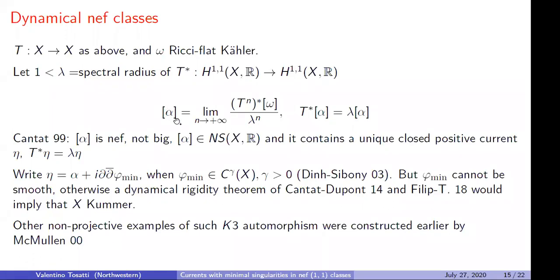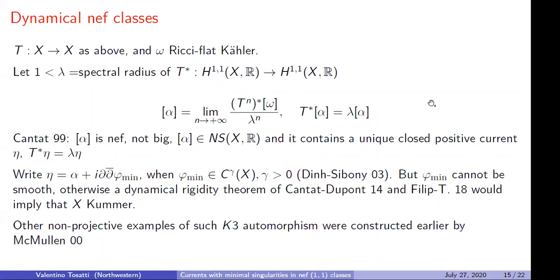And then if you take iterates of T and pull back your Kähler class, and each time you pull back, you also rescale by this larger spectral radius, then these classes pass to the limit. Essentially, by linear algebra, you can see that the limit is an eigenvector, an eigenclass. This class is non-trivial, it's not the 0 class. And Cantat showed that, first of all, this class is Neff, that's obvious. It's not big, that's also pretty clear because it's on the boundary of the light cone. Actually, in these examples, it lies in the real Néron-Severi group.